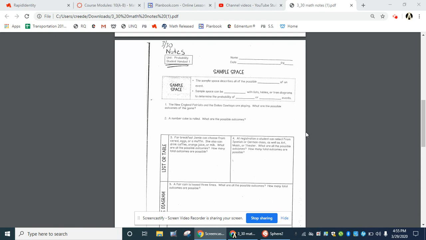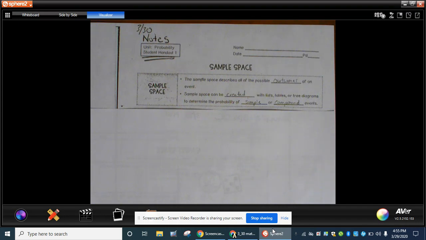So we're going to talk about sample space. The last video was talking about compound events, and a good way to represent compound events is through a sample space or tree diagrams, okay? So let's talk about sample space. Sample space describes all the possible outcomes of an event, and a sample space can be created with lists, tables, or tree diagrams to determine the probability of simple or compound events. Simple events involve just one event occurring. Compound events consist of two or more events.